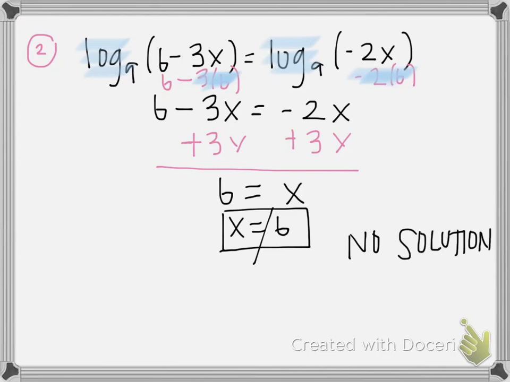Even though you found a number, you have to go back in there and make sure that it doesn't give you something that doesn't make sense. So basically, you can never raise 9 to a power to give you a negative number.